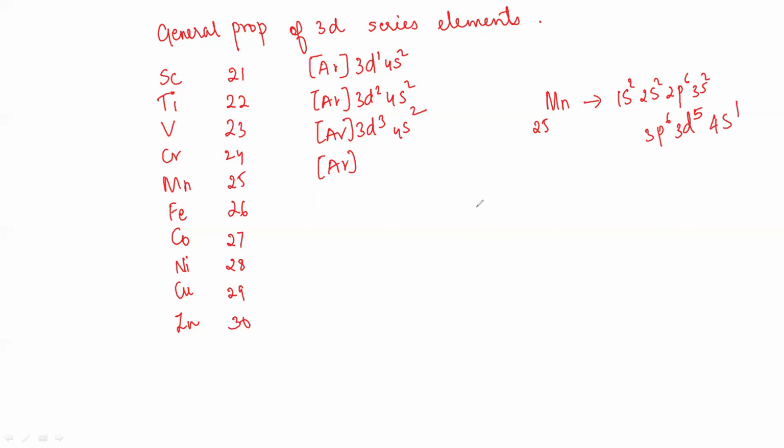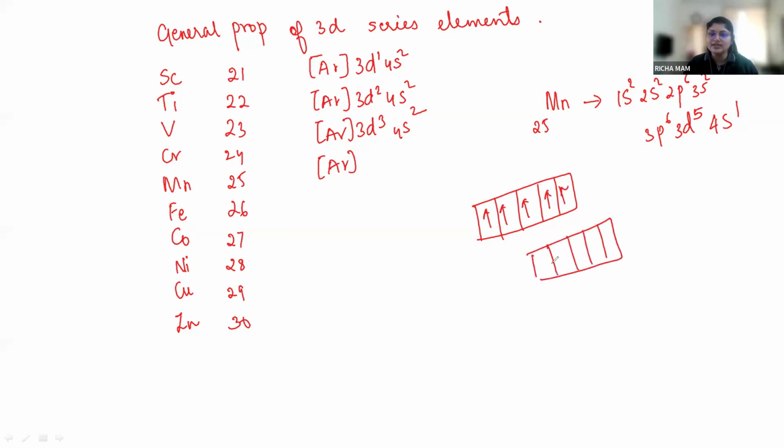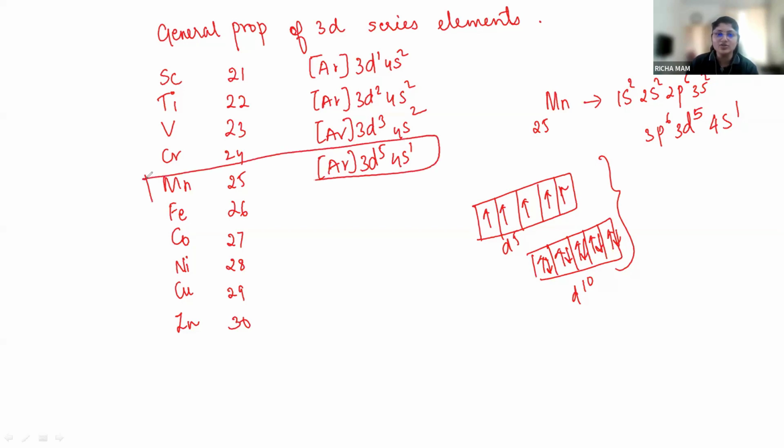Can I do it like this, 3d5 and 4s1? You know that whenever we are talking about d orbitals, a d5 system means half-filled electrons, and a d10 system means completely filled electrons. So they are said to be more stable as compared to the other systems. So the general electronic configuration of Mn is 3d5 and 4s1. This can be a question, very important.